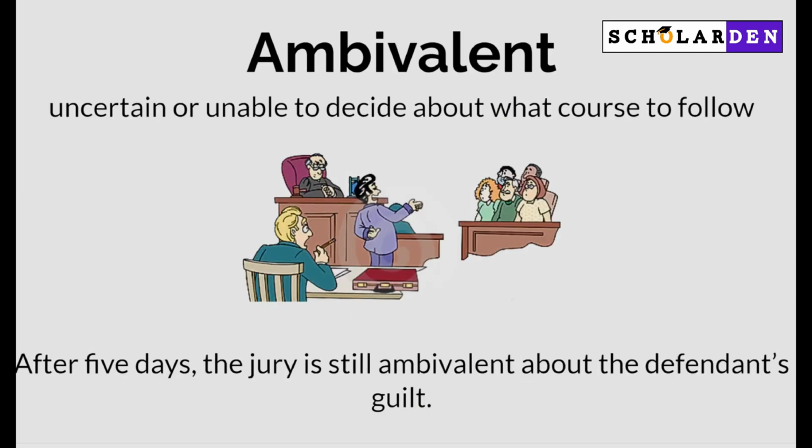Ambivalent. Ambivalent means uncertain or unable to decide about what course to follow. For example, after 5 days, the jury is still ambivalent about the defendant's guilt. Or you might say, I wish I could decide who to vote for, but I'm still ambivalent. So you're kind of going back and forth, you're just not sure.